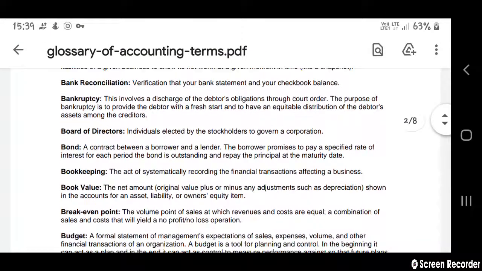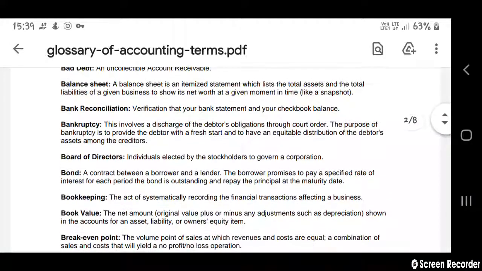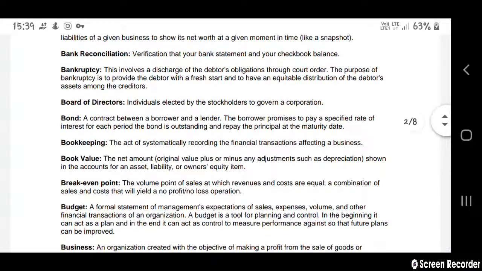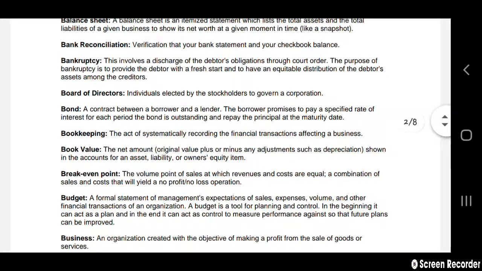Next, bank reconciliation. That is the verification that your bank statements and your checkbook balance. It verifies that your bank statement, given by the bank, and your checkbook, when you check, both amounts are equal.